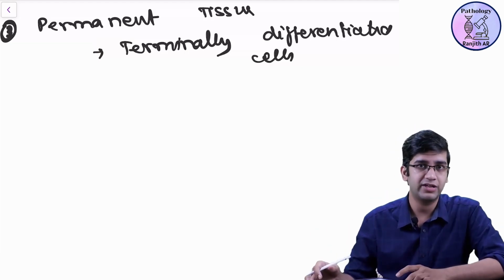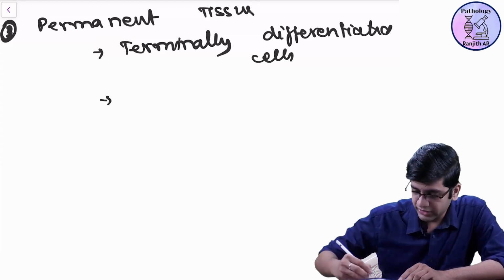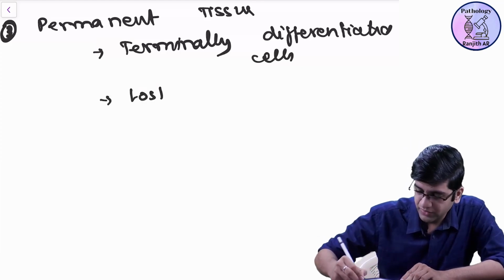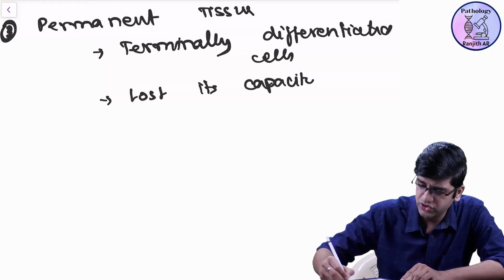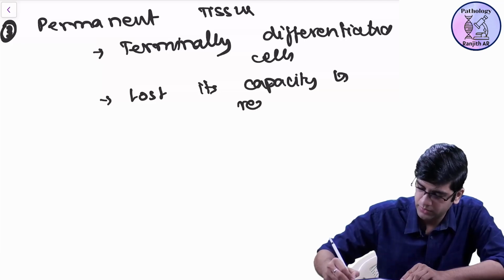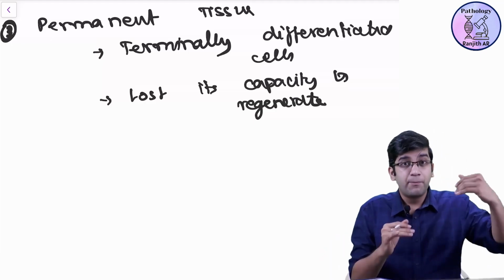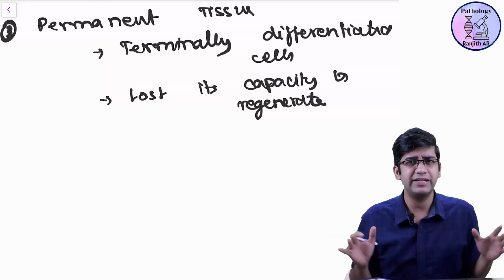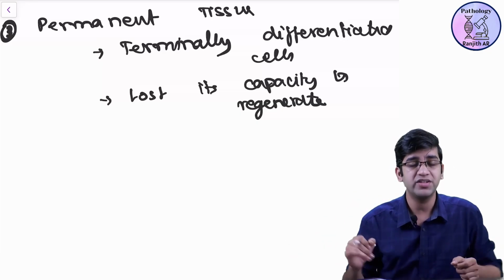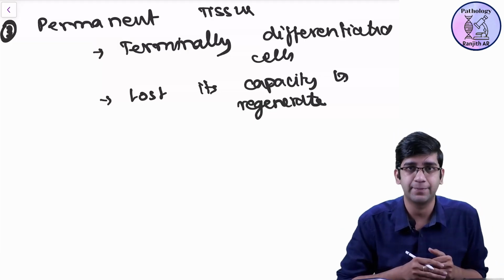They are permanently divided tissue. They are terminally divided tissue, or they have lost their capacity to regenerate. That's what we call permanently divided tissue. They are out of the cell cycle totally. No amount of stimulus can make them do their work again.